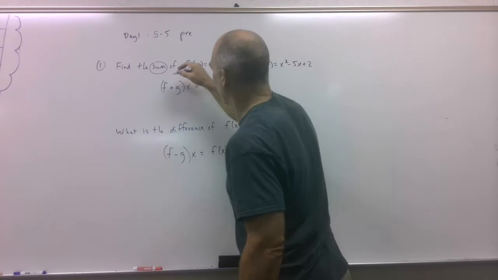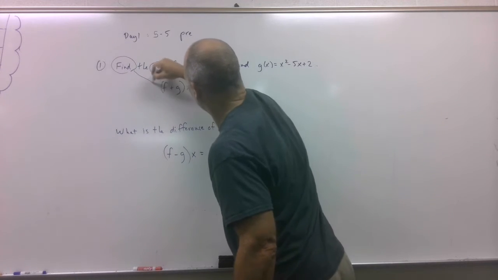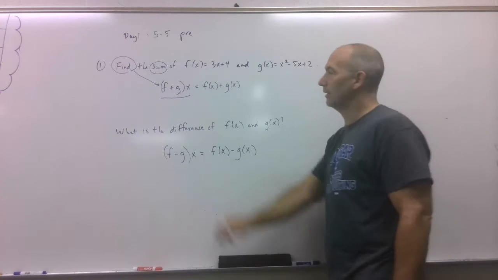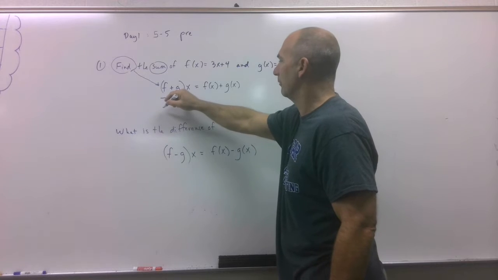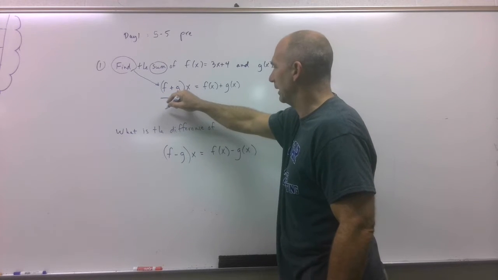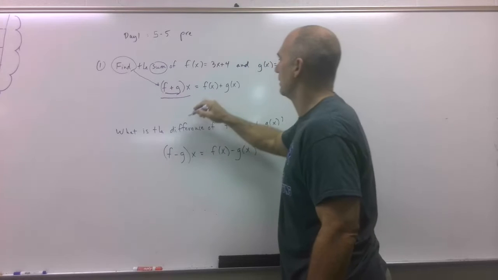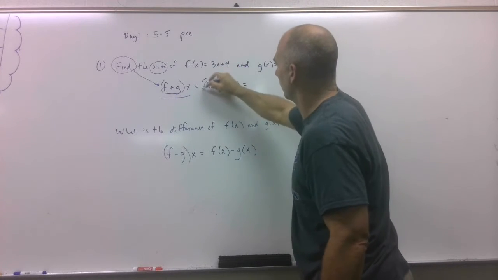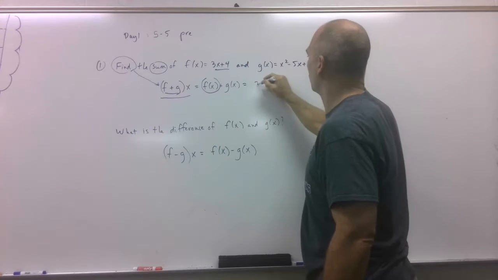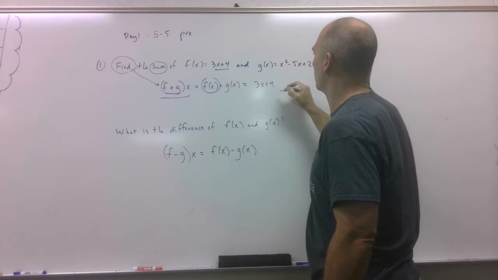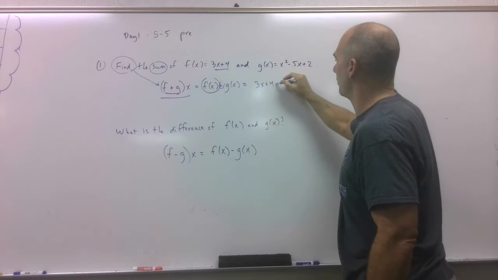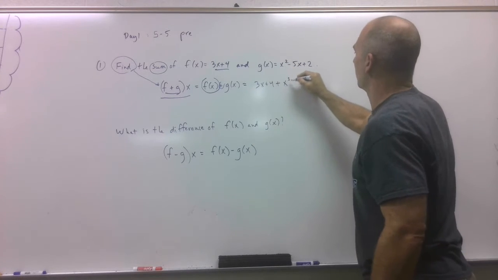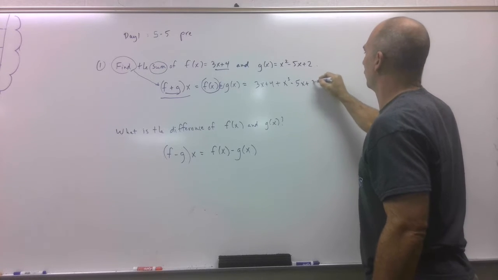Now they might say find this. It's saying the same thing. Take f and g, function f, function g, and add them together. They might say it like this. Regardless of how they say it, what's f of x? 3x plus 4. We're going to add it, the sum, to g of x, which is this business. X squared minus 5x plus 2.